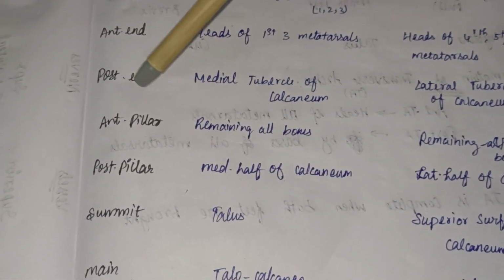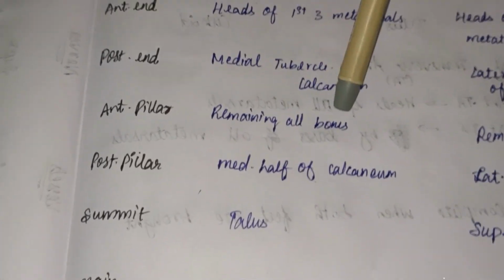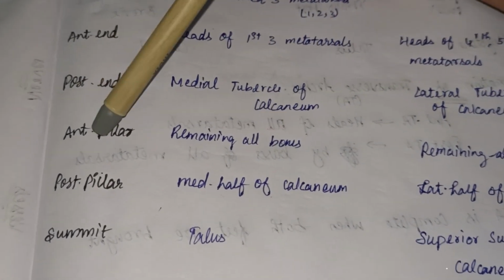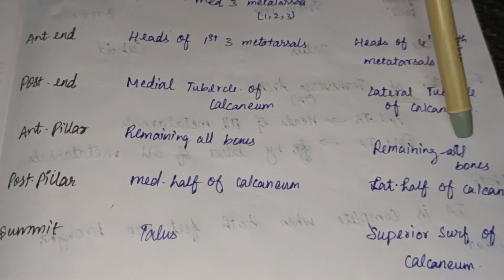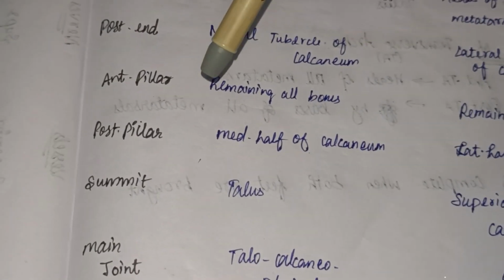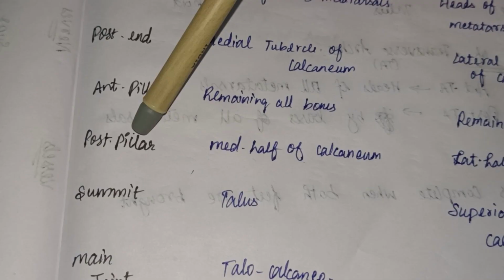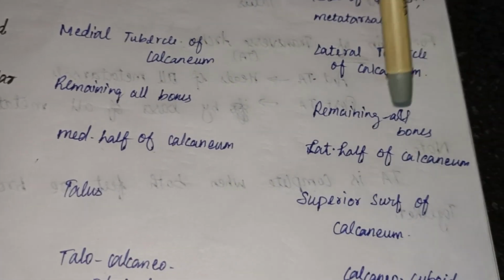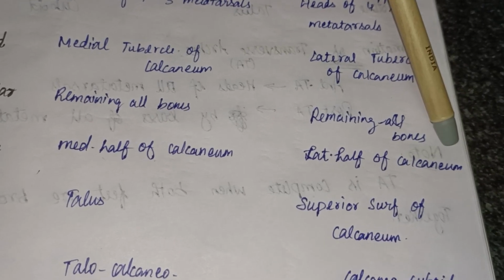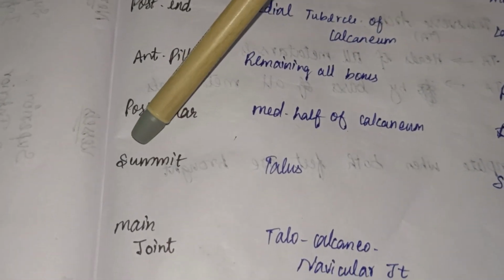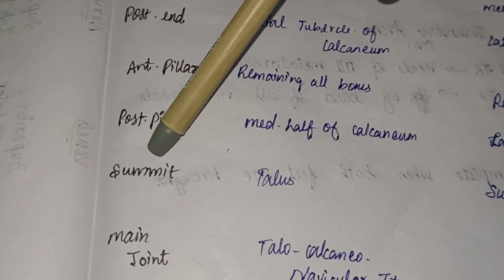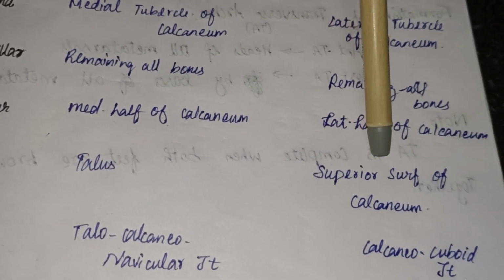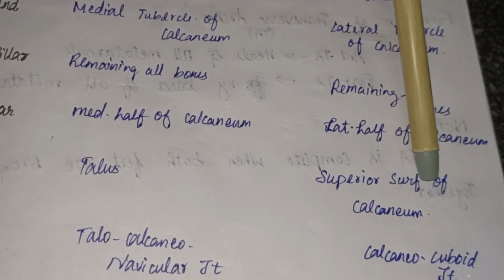Next, anterior pillar. Anterior pillar is formed by all the remaining bones. Here also the remaining bones form the anterior pillar. Now posterior pillar is formed by the medial half of the calcaneum for the medial longitudinal arch and lateral half of the calcaneum for the lateral longitudinal arch. Next, summit: for the medial longitudinal arch the summit is the talus bone, and for the lateral longitudinal arch it is the superior surface of the calcaneum.